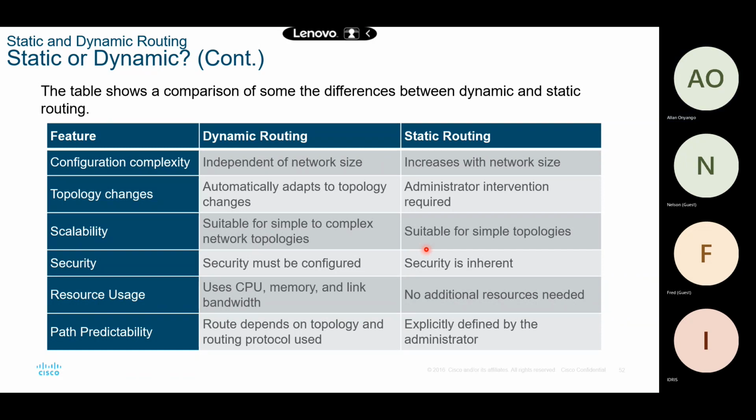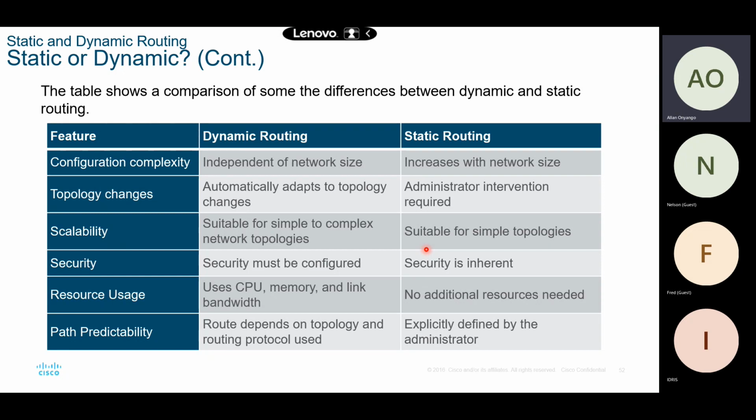Now, in terms of configuration complexity, with a dynamic routing protocol, the complexity will depend on the size of the network. If the routers are few, it will be much easier. But if there are many, then you need to do a good job, right? And the complexity, let me just reframe that, okay?